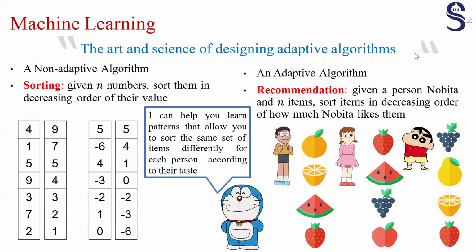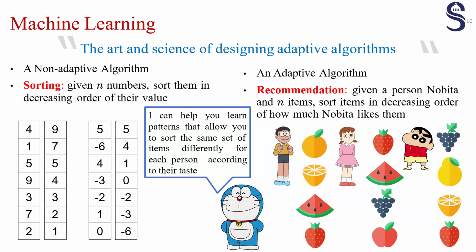So in rough language, you can say the art and science of designing an adaptive algorithm is machine learning. You're seeing on your slide, the left-hand side is the non-adaptive algorithm where you can use just sorting, right? So numbers are given and you have to sort them in descending order, right? Whereas the right-hand side is an adaptive algorithm, and maybe you are aware of these characters, Doraemon, Nobita, Shinchan, right?